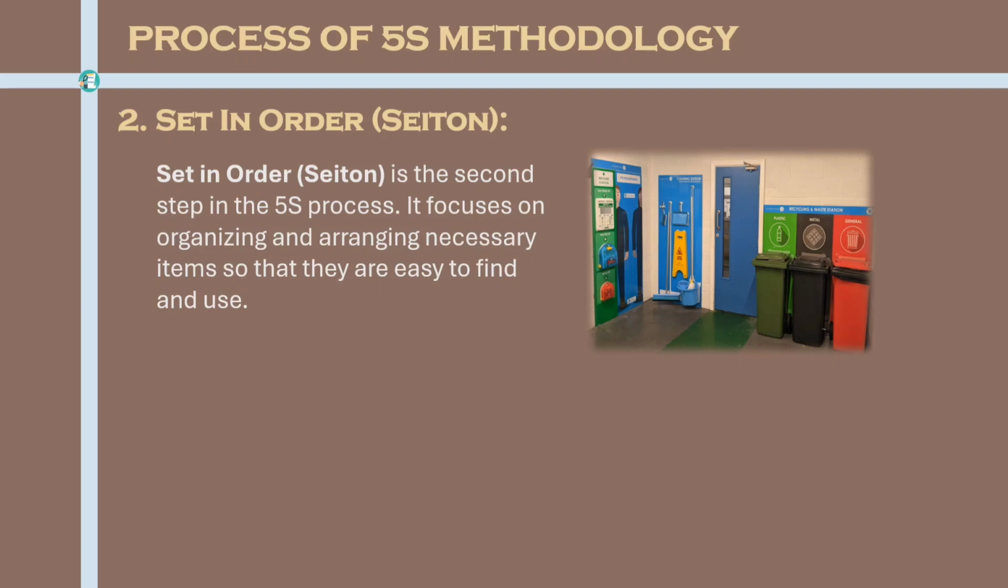By implementing Set in order or Seiton, you create a more organized and efficient workplace, which can lead to improved productivity and safety. This step also lays the foundation for the next step in the 5S process. The objectives of Set in order are to enhance efficiency, improve workflow, and reduce waste.